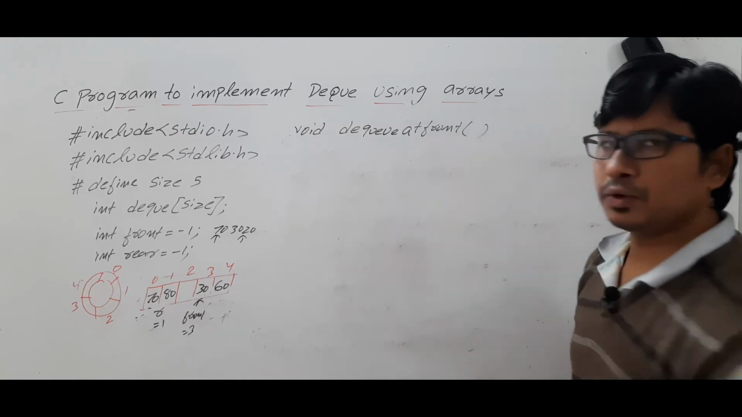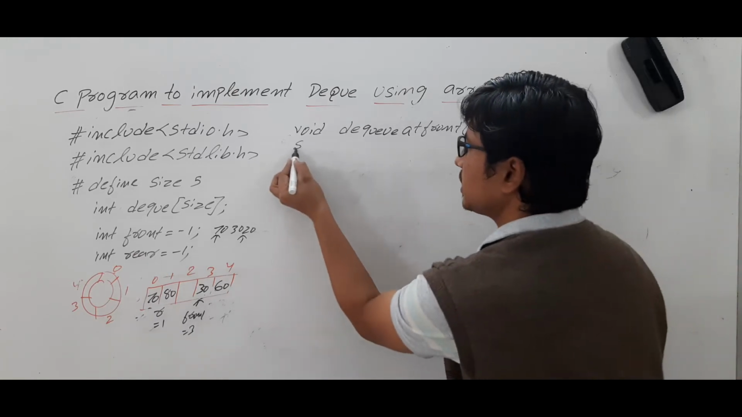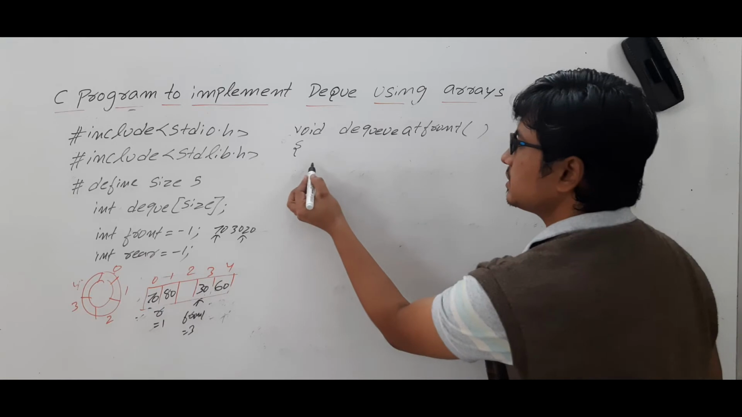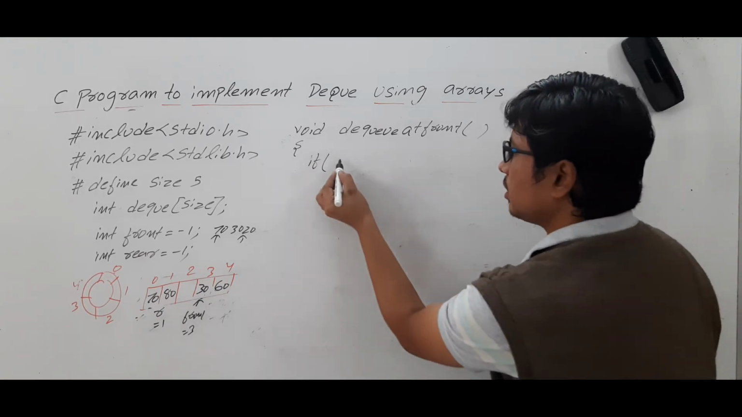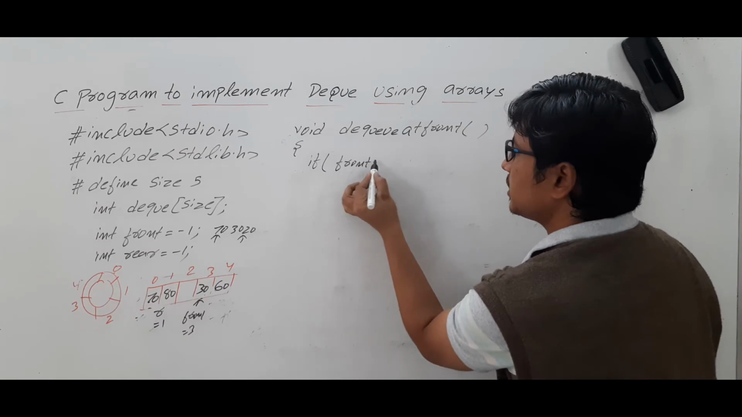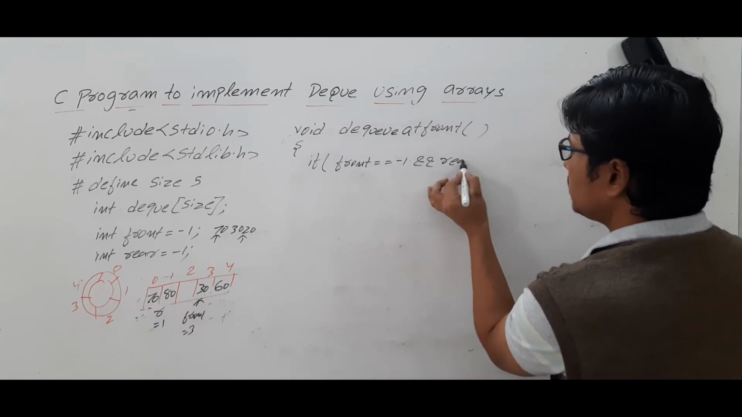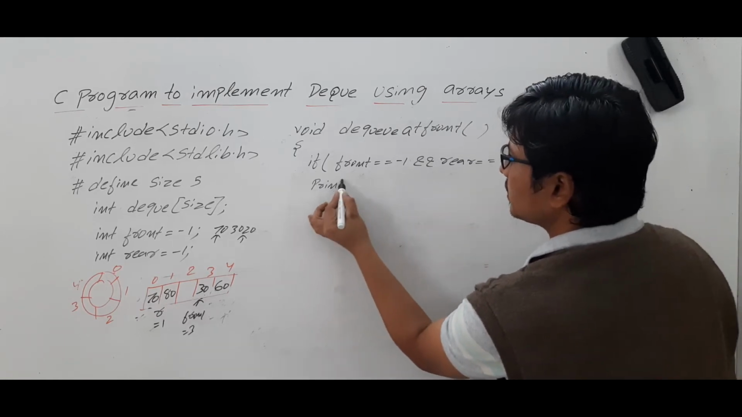Usually we will dequeue at front in a simple queue also. So the same principle we can apply here. But if you want to dequeue, first you need to check whether the double-ended queue is empty or not. How will you check that? If front is equal to -1 and rear is equal to -1, then you will print empty.